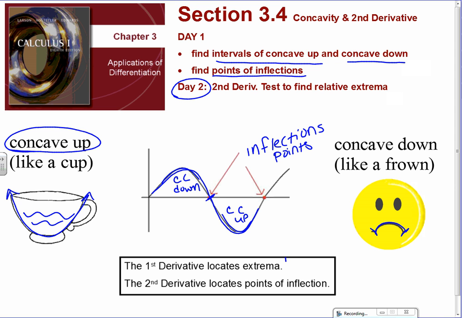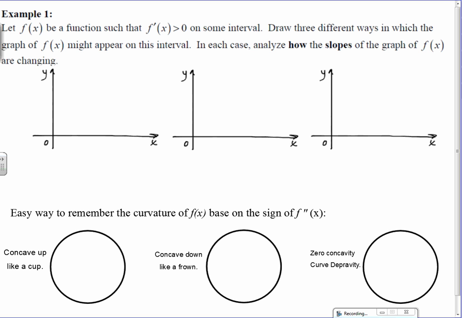Just as a review, first derivative locates extrema for us. It also indicates the direction of the function, whether it's increasing or decreasing. And the second derivative is going to locate points of inflection and help us note concavity of our function. So there are three different ways that we could have a function with a first derivative that is positive. In other words, we've got an increasing function, an increasing f of x.